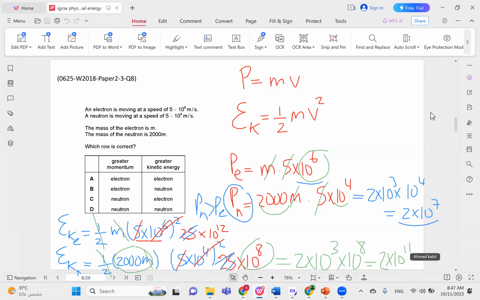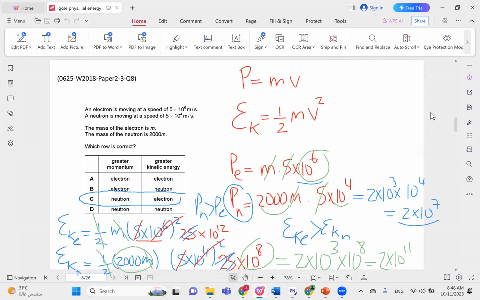So in this case, the kinetic energy of the electron is greater because 10 to the power of 12 is greater than 2 times 10 to the power of 11. Hence, the kinetic energy of the electron is greater than the kinetic energy of the neutron. So we choose the choice that suits our findings. We said that the electron has a greater kinetic energy, whereas the neutron has a greater momentum. So the correct choice here would be choice C.